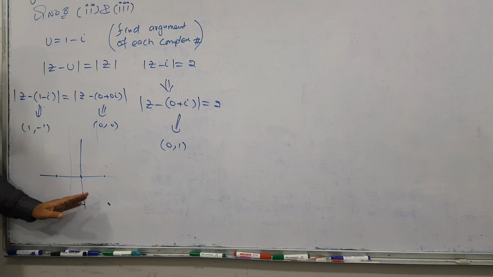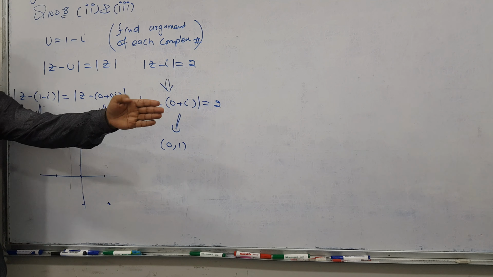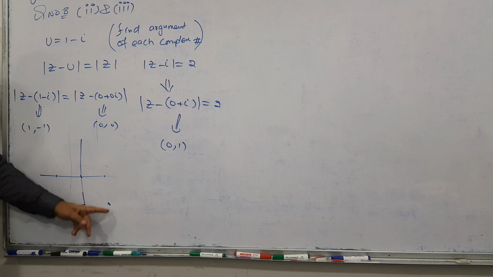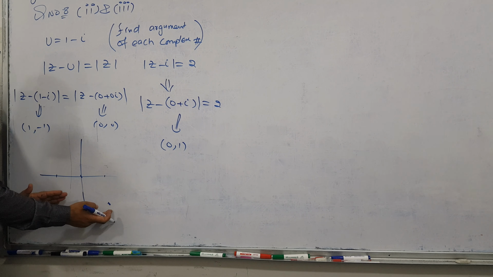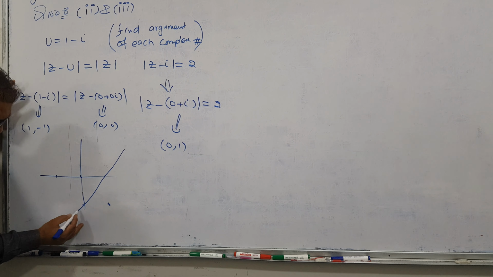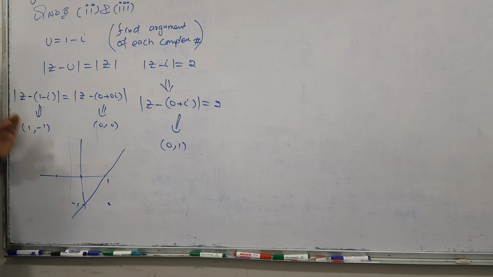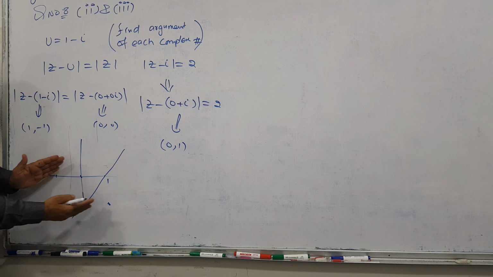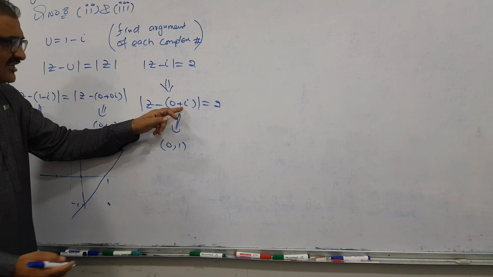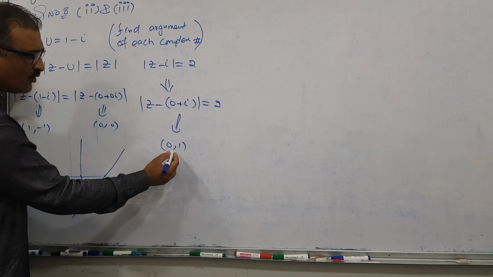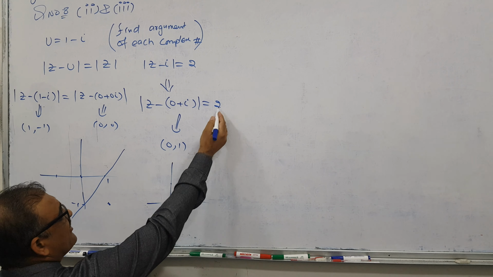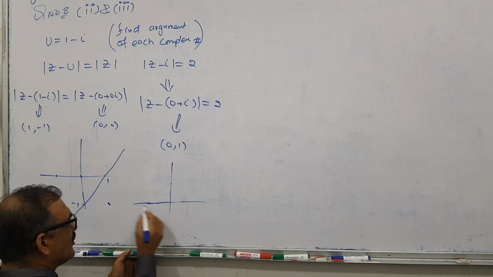If I ask you to draw a perpendicular bisector for 0, 0 and 1, minus 1, naturally it would go through minus 1 and plus 1. How do you know, sir? Because naturally it will go through the middle of them. So this is one idea. The second circle: x is 0, y is 1. Where is that? It is here. And the radius is 2, so the circle would be approximately going like this.